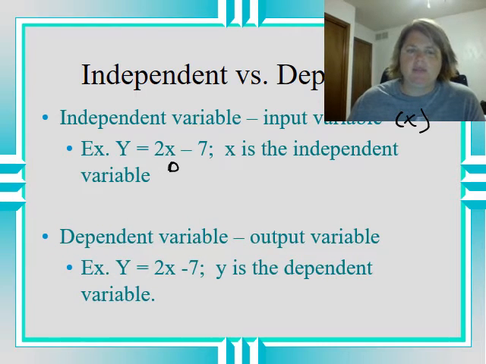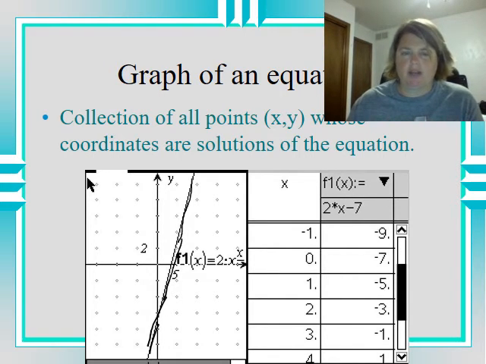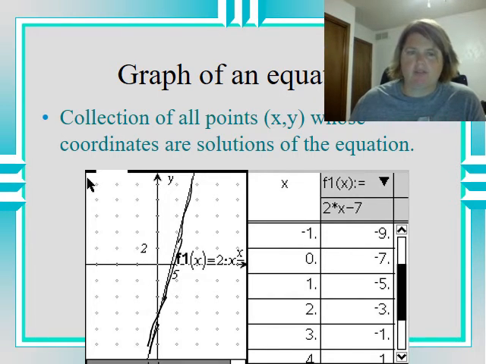Right? And then dependent is just what we were talking about. It's the output variable. It's the y. It's the guy that doesn't get to have a choice. Okay? So now, here's the collection of all of the coordinates that lie on this line here that I'm outlining, kind of. So when x, my input, is negative 1, my output is negative 9. When my input is 0, my output is negative 7. You can see where those points would fall on the graph. When my input is 1, my output is negative 5.